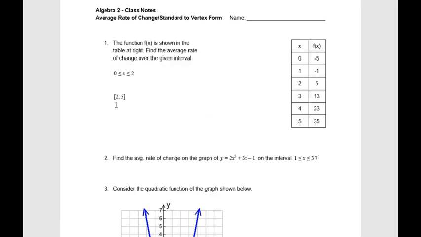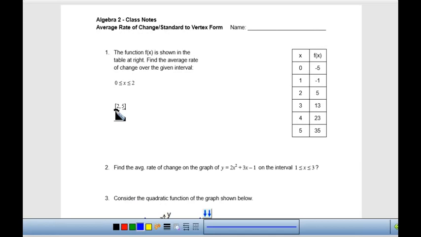This second interval is written in interval notation using brackets. It just simply says that we're going to start with x equals 2 at the beginning of the interval, and we'll proceed to x equals 5 at the end of this interval. When x is equal to 2, my point is 2, 5. And when x is equal to 5, the point is 5, 35.